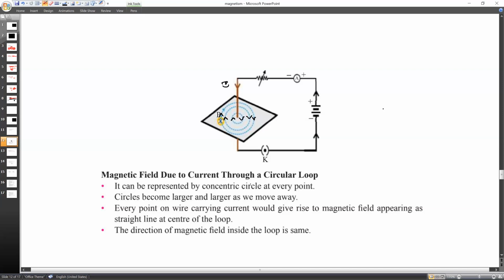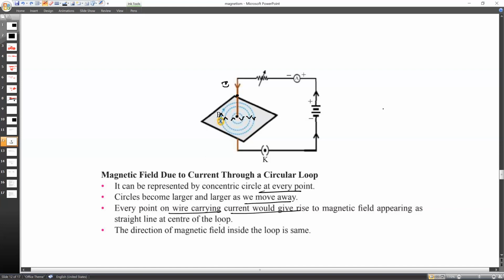So it can be represented by concentric circles. In every point, a circle becomes larger as we go away from it. Every point on the wire, the current-carrying conductor, has magnetic field lines. If you can't imagine that this is the only point where the magnetic field lines will be there, no, if you put it here there will also be magnetic field lines. So at every point we can have the magnetic field lines.